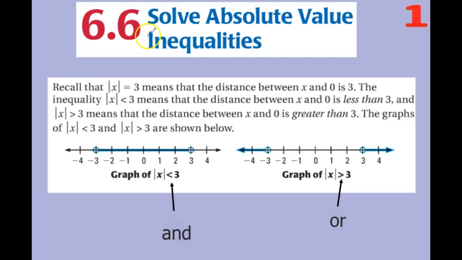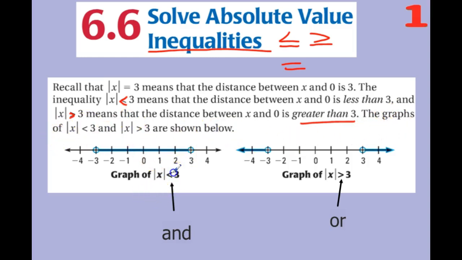Hello, today we are doing lesson 6.6, which is solving absolute value inequalities, meaning we have the less than or greater than symbols. We did the exact same thing in 6.5, but instead of inequality, it was equality, or an equation. Recall that the absolute value of x equals 3 means that the distance between x and 0 is 3. The inequality absolute value of x is less than 3 means that the distance between x and 0 is somewhere less than 3. And absolute value of x is greater than 3 means that the distance between x and 0 is greater than 3. So the graphs of these two are shown below.